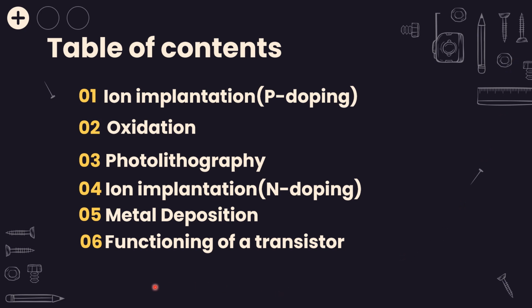Okay, so in this project we are required to perform 6 different tasks. 2 of them are regarding ion implantation, p-doping and n-doping types. And then we will also be discussing certain techniques for oxidation, photolithography, metal deposition, and finally we will talk about the overall functioning of a transistor.